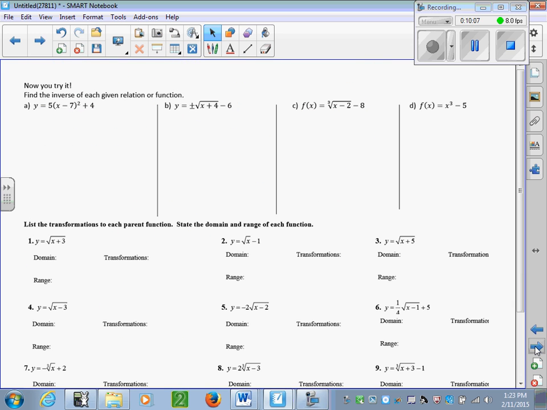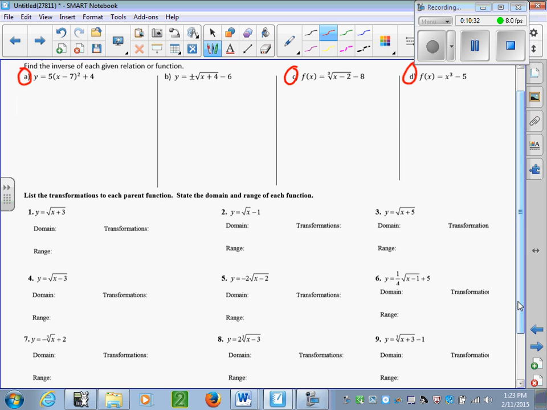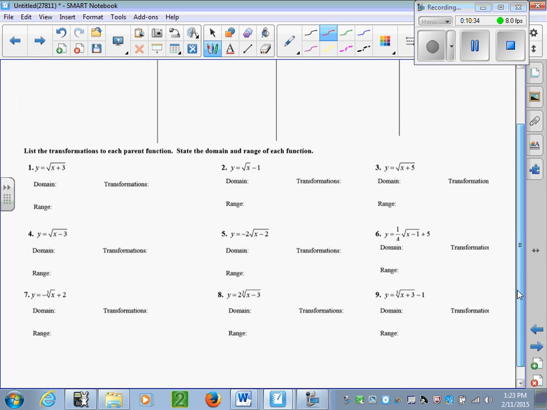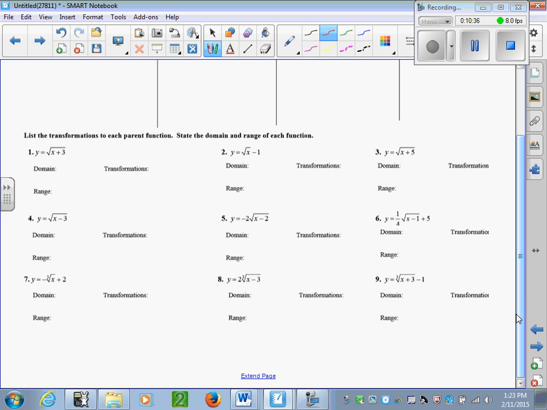Okay, let's move on. What I want you to do now is try and bring to class with you A, C, and D. So you try those three. Again, B we'll do together. A, C, and D, I want you to try those. All you're doing is finding the inverse of each relation or function. And then down here is just a little bit of review.